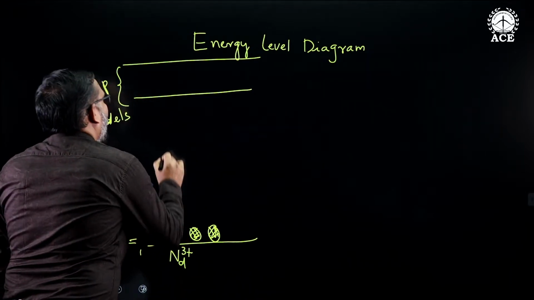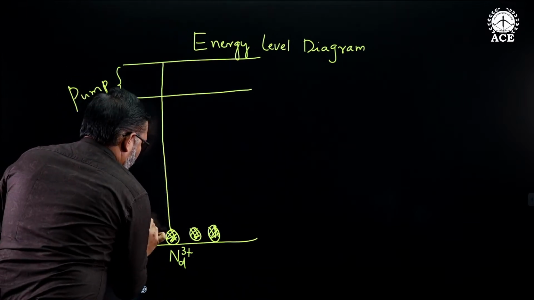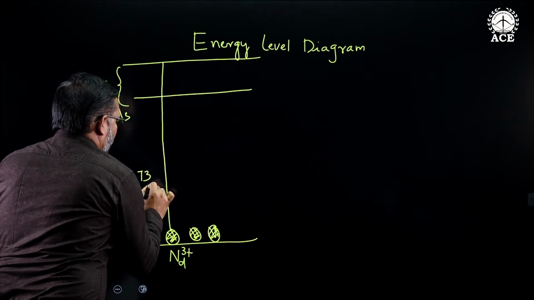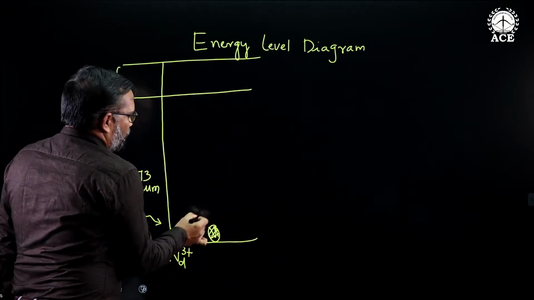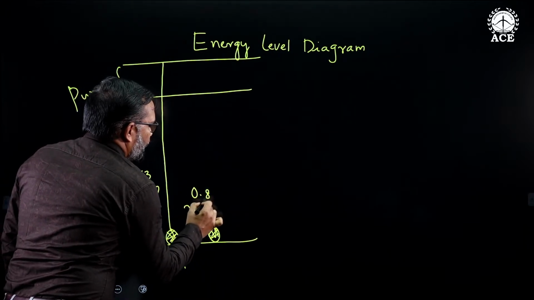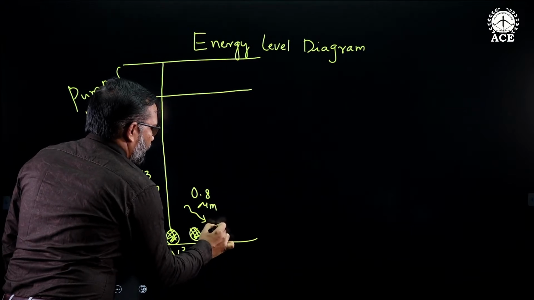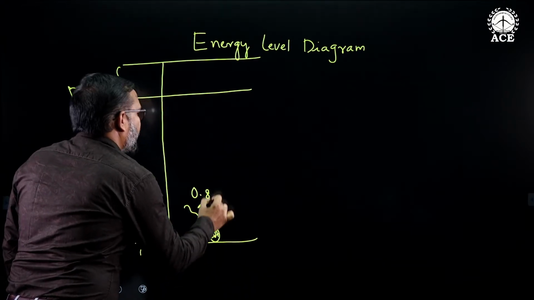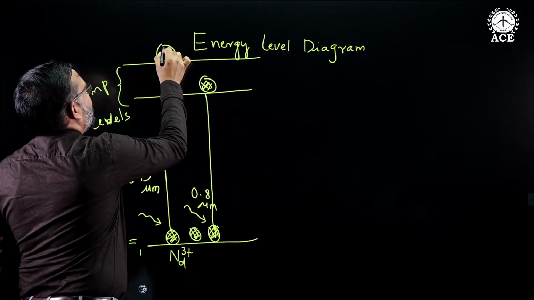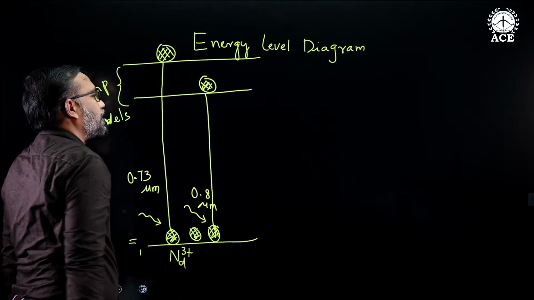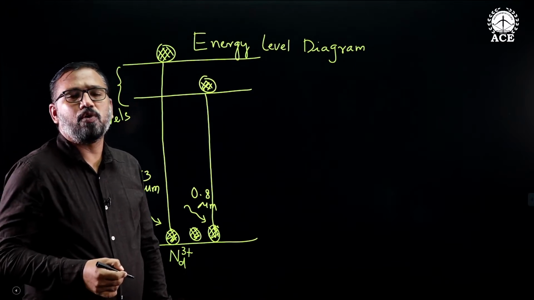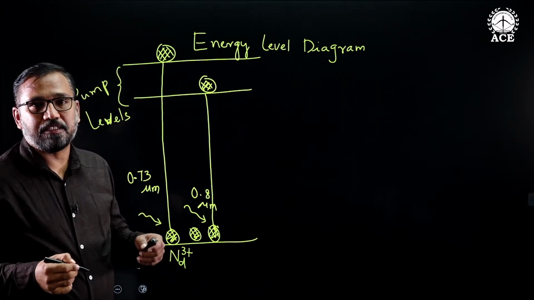One has a wavelength of 0.73 micrometer. The other wavelength is 0.8 micrometer. When 0.8 micrometer is there, it will excite the atom to this level, and with 0.73 the atom will be excited to that level. These are the excited levels of the neodymium ions, called pumping levels or pumped levels.